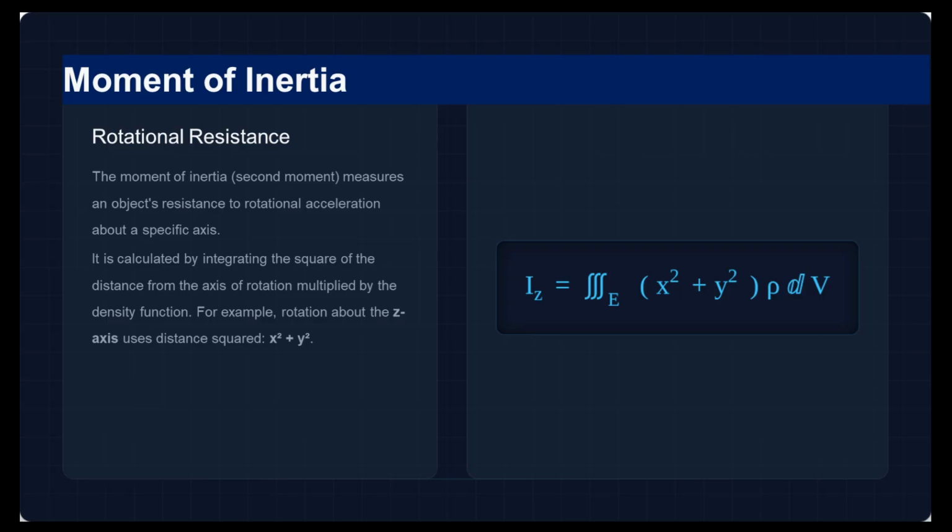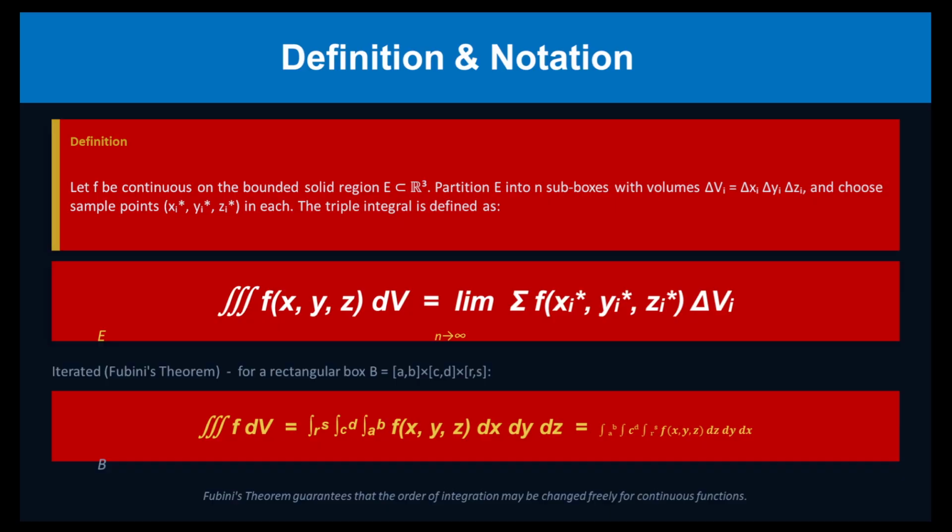Mathematically, we calculate it by integrating the square of the distance from the axis multiplied by density. For example, for rotation about the z-axis, the distance squared becomes x squared plus y squared. So large distance means large moment of inertia. And again, definitions and notations.